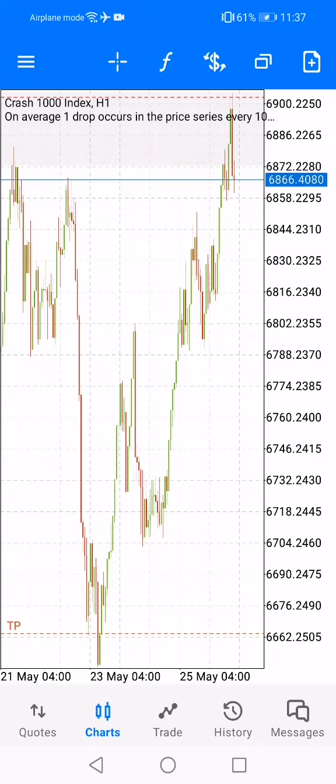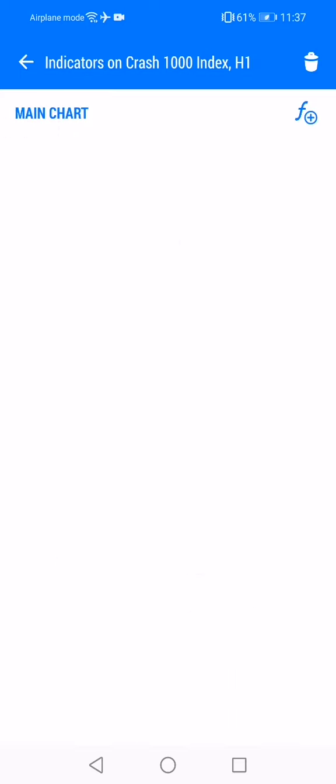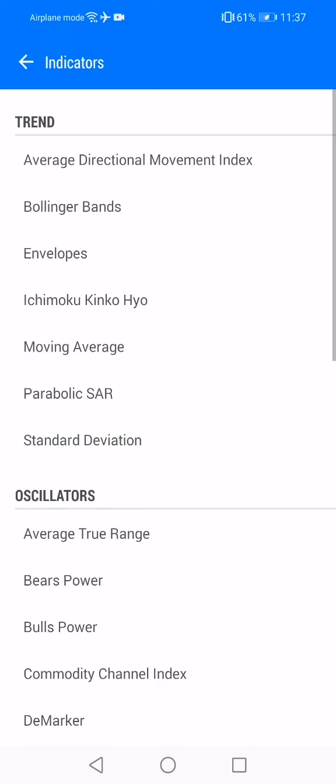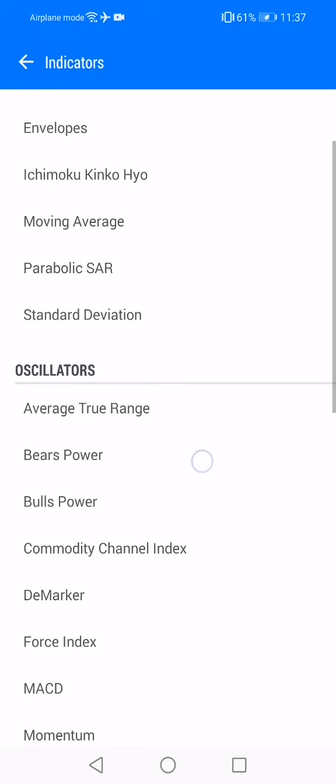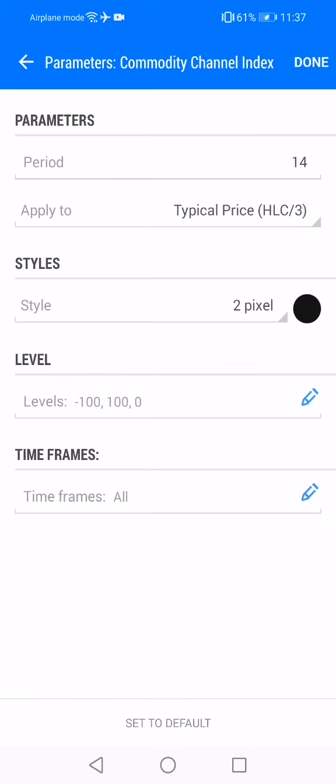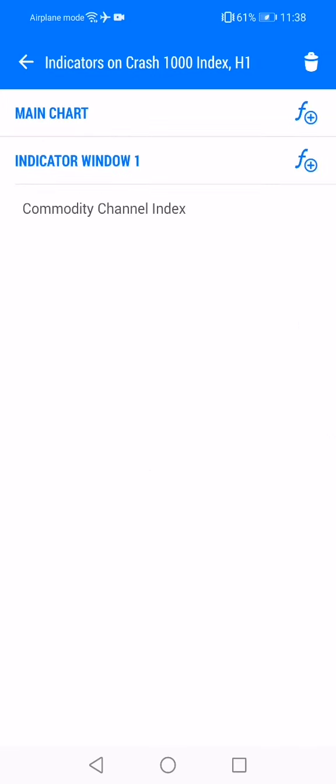So the first thing that you need to do, guys, we are going to add our indicators. On the main chart, we are going to add the Commodity Channel Index, CCI. It's an oscillator, okay? The period is 14, applied to typical price, style 2 pixel, color black. You can change this color of the CCI to any color of your choice, as long as it's different from your screen background color, okay? Then you are going to click done, okay?